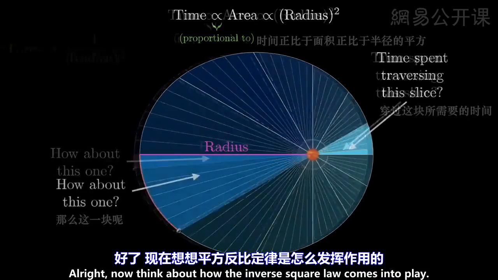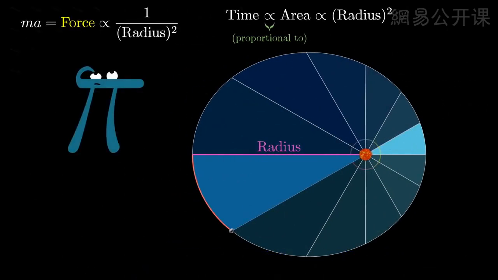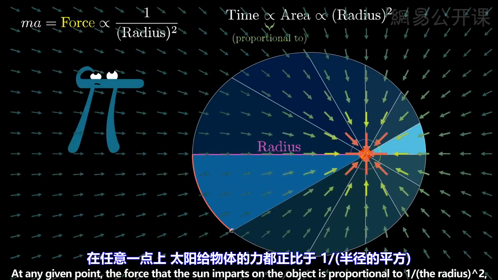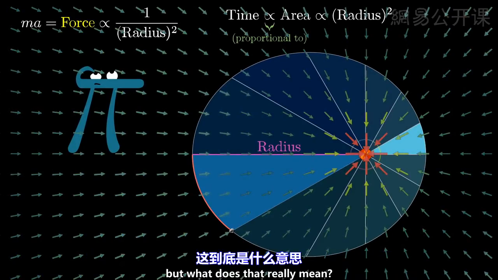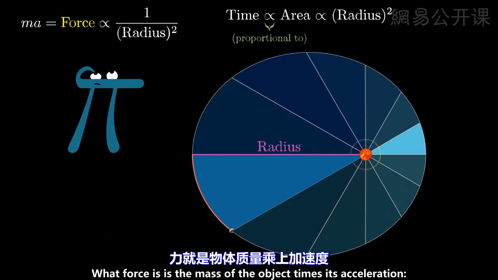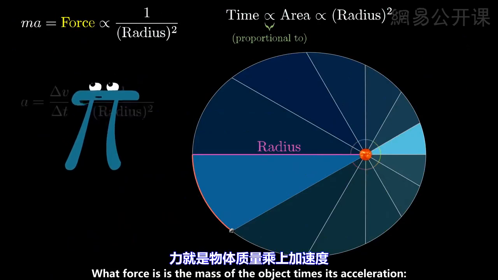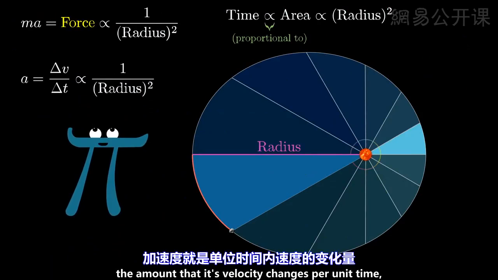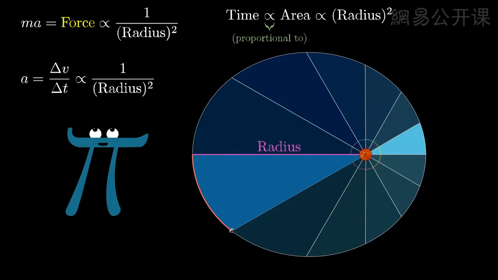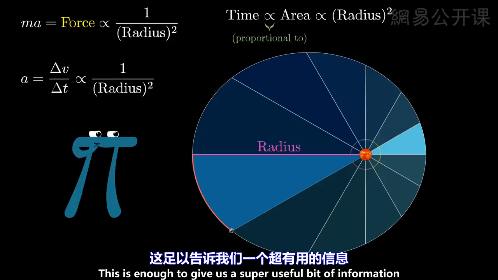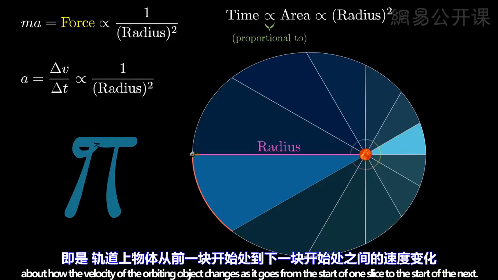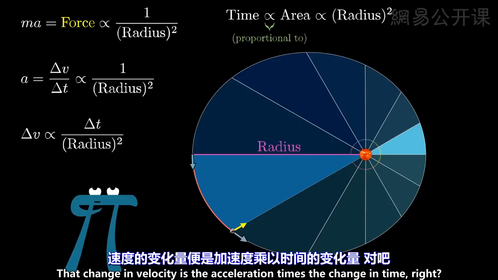Now think about how the inverse square law comes into play. At any given point, the force that the sun imparts on the object is proportional to 1 divided by the radius squared. But what does that really mean? Force is the mass of an object times its acceleration, the amount that its velocity changes per unit time. This is enough to give us a super useful bit of information about how the velocity of the orbiting object changes as it goes from the start of one slice to the start of the next. That change in velocity is the acceleration times the change in time, right?